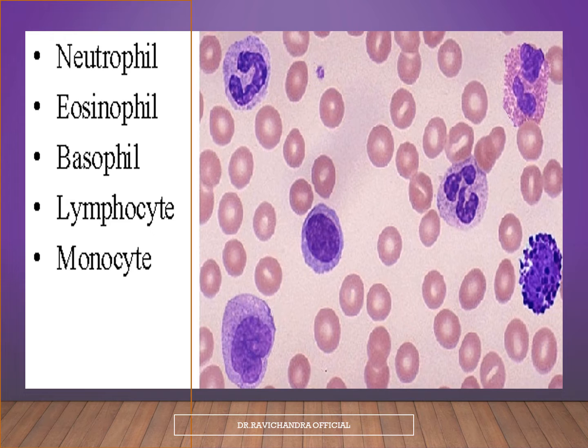The suffix "phil" means granules. So these are divided into neutrophils, eosinophils, and basophils based on the type of granules present in them, not based on the nucleus. So neutrophils, eosinophils, and basophils come under the granulocytes, and lymphocytes and monocytes come under the agranulocytes. We will discuss one by one.